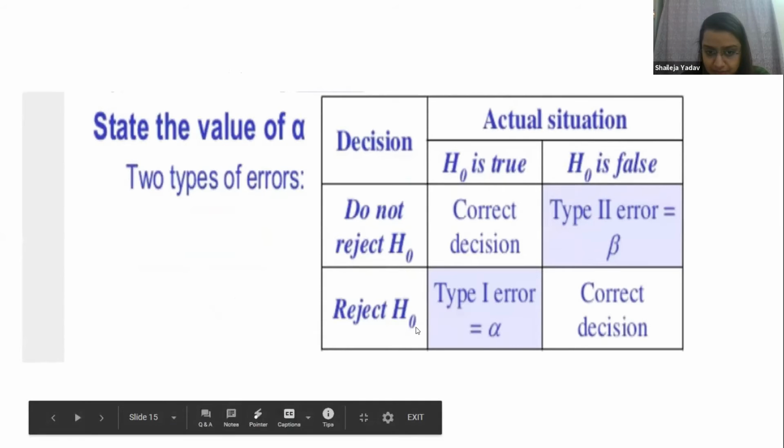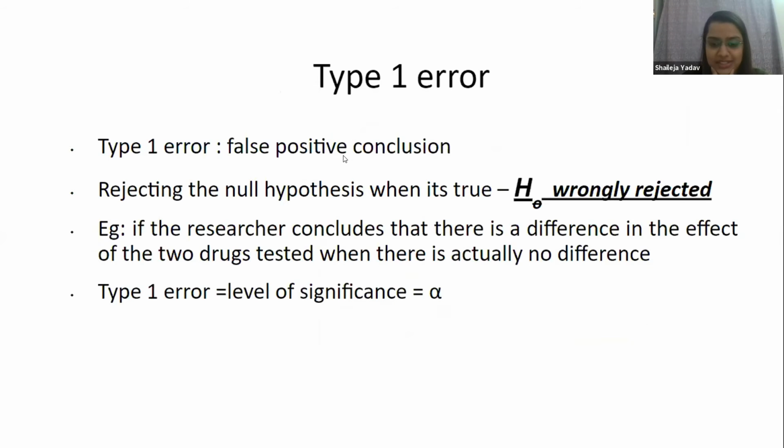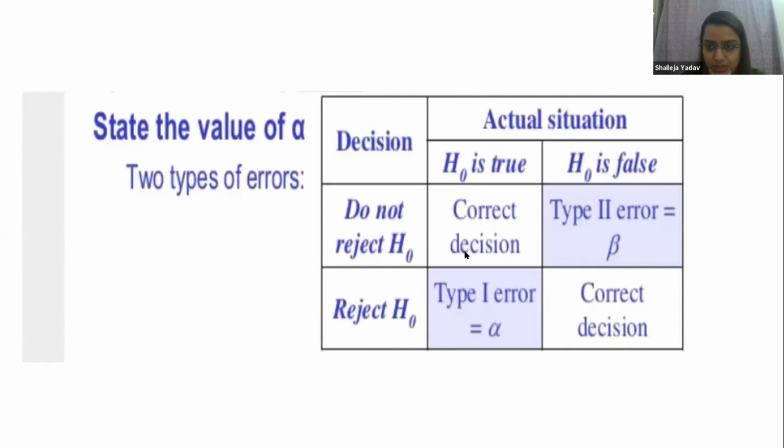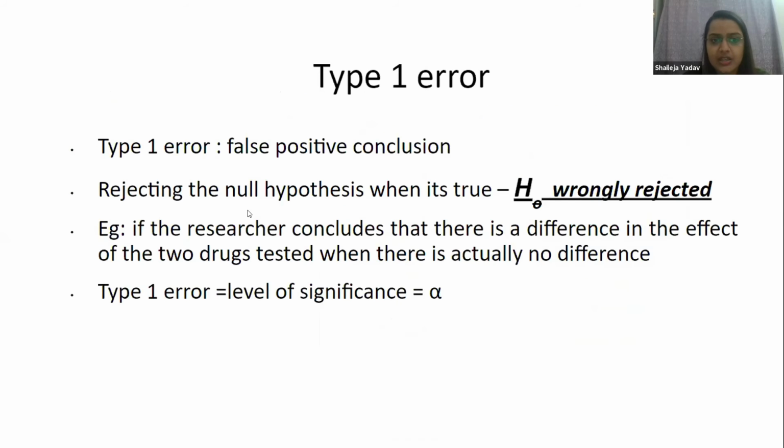Alpha error is rejecting the null hypothesis when in fact the null hypothesis is true. So alpha is the type 1 error. It gives you a false positive conclusion. Again, how is it false positive? We have concluded positively by rejecting the null hypothesis, but it is a false positive because the null hypothesis was actually true. So it is rejecting the null hypothesis when it is true, or when the null hypothesis is wrongly rejected.